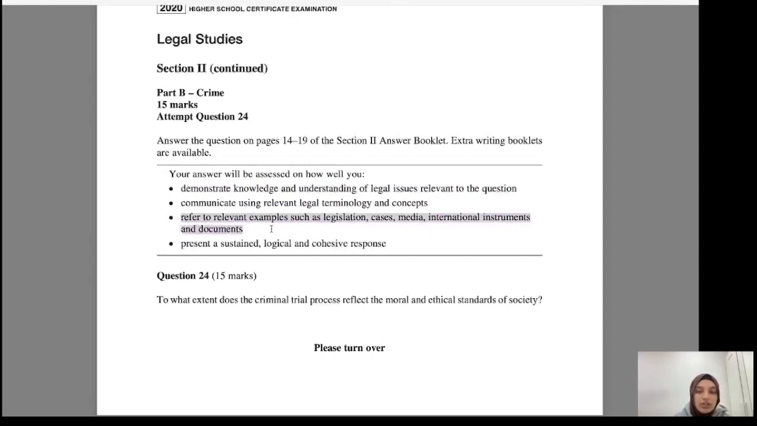Refer to examples such as legislation, cases, media, international instruments and documents, so your LCMID. Please do refer to this. This is so important. If you don't, you're definitely going to lose marks. So make sure you have relevant legislation, cases, media. In the crime essay, you're not given an option, but in the option essays, you are given an option. So you can definitely choose the one that you feel you can talk more about and meet these points better with. And finally, present a sustained, logical and cohesive response.